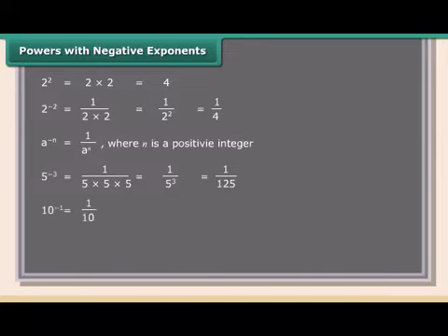10^-1 = 1 upon 10. 10^-2 = 1 upon 10 divided by 10 = 1 upon 10 × 10, which equals 1 upon 100, which is equal to 1 upon 10^2.